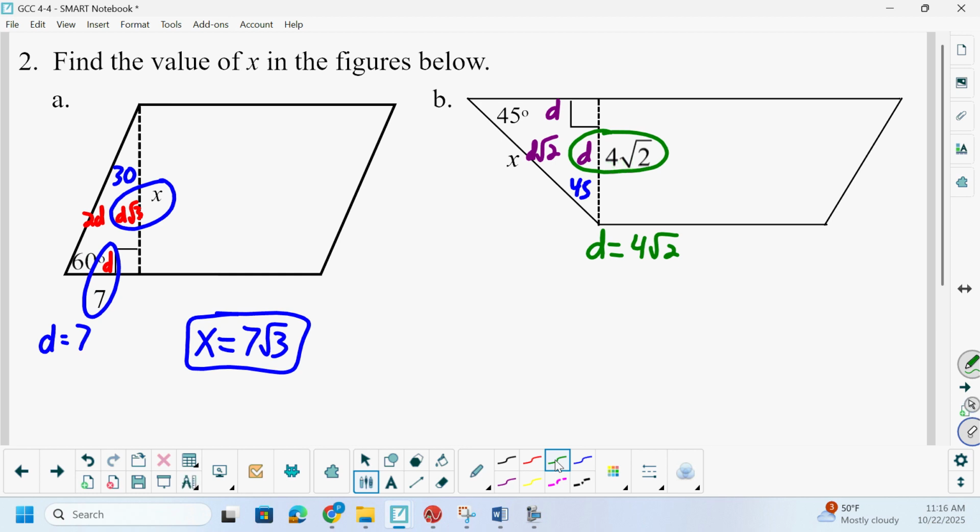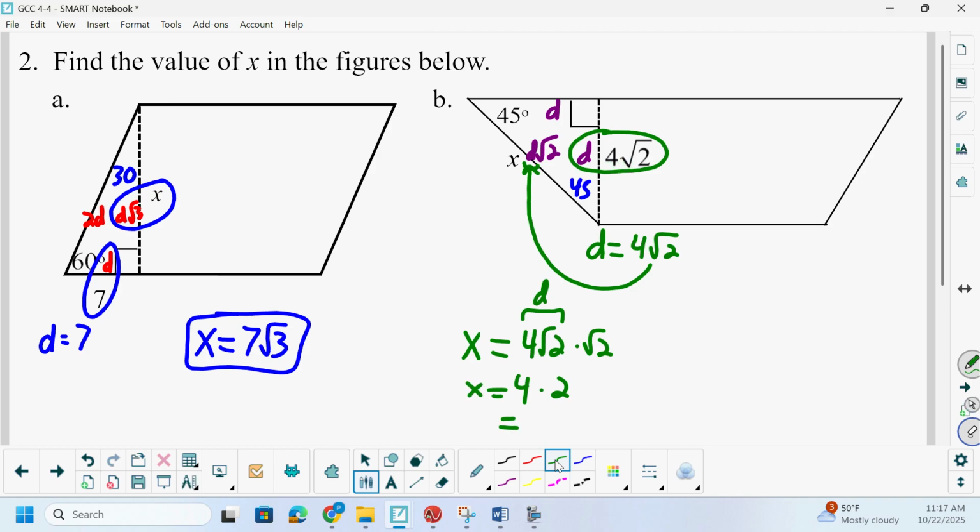Step 3, we're going to take this d value and fill it in for d on the side we want to find. So x is equal to, we're going to put d in, and then we'll still have to multiply by square root of 2. So 4 square root of 2 times, this part was the d, another square root of 2. Square root of 2 times square root of 2 is just 2, so this is really 4 times 2, or in other words, x is just 8.